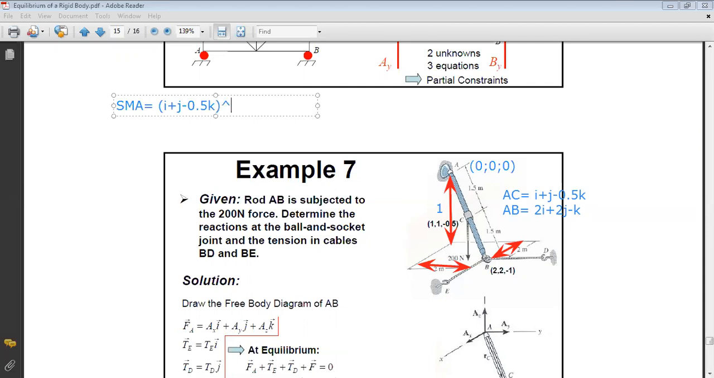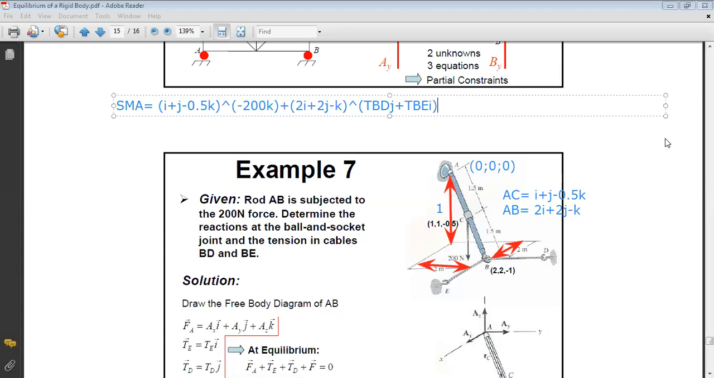Vectorial, the weight, which is minus 200 K, plus AB. I replace the AB vector by its expression. AB is 2I plus 2J minus K. Vectorial, as we said, TBE plus TBD, okay? So it's TBD J, plus TBE I, okay?